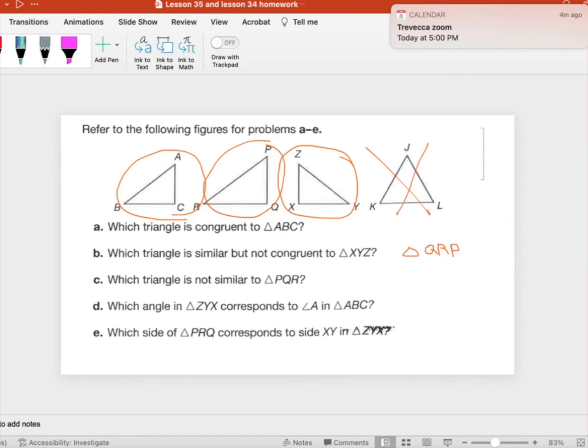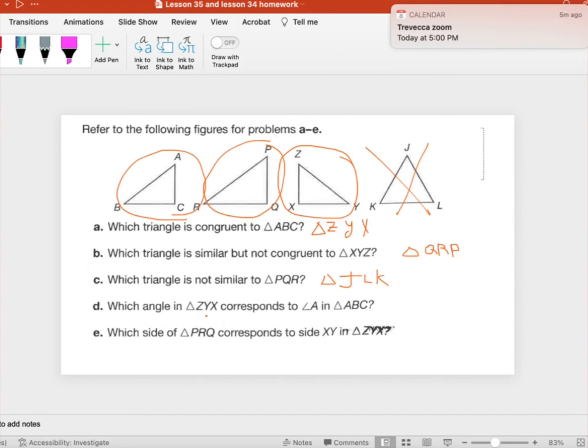Which one is congruent to ABC? ABC is congruent to this one, ZYX, and that's a triangle in the front. Which triangle is not similar to PQR? Well, PQR is not similar to this one over here. Since they're not similar, it doesn't matter which order we write these in. We could just say JLK. It does not matter because they are not corresponding sides. We can write those in any order we want because they are not corresponding, not similar.